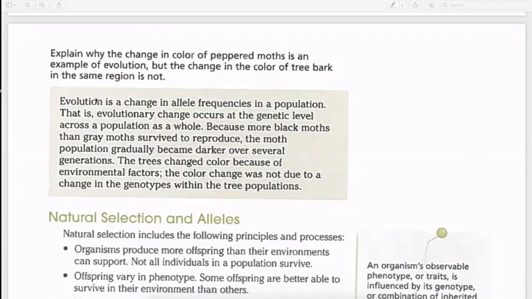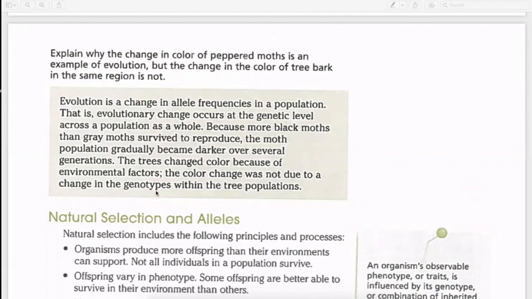That's because evolution is a change in the allele frequencies. It is a genetic change in the population. That is, evolutionary change occurs at the genetic level across a population as a whole. Because more black moths than gray moths survived and reproduced, the moth population gradually became darker over several generations.